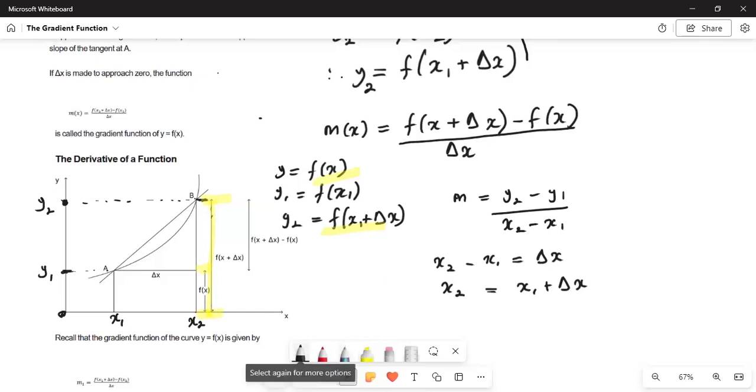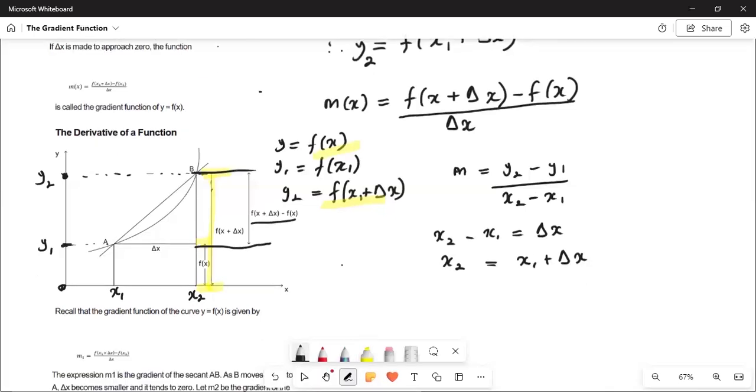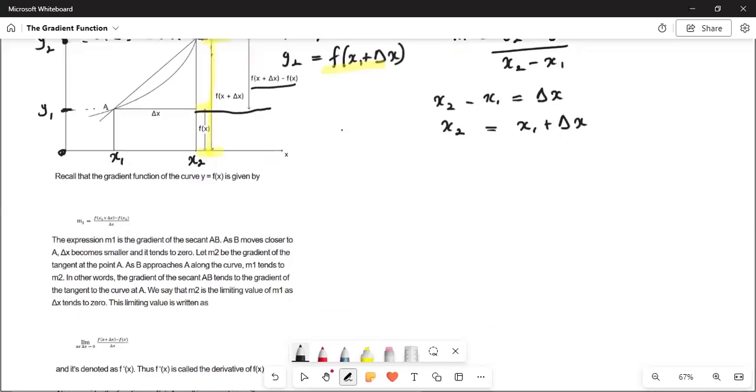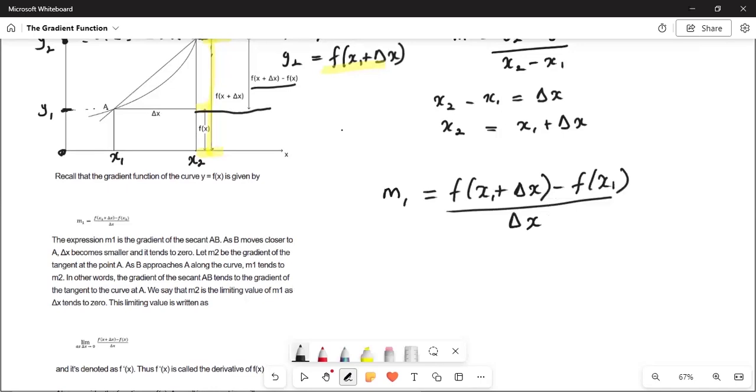So if that is the case, then what is y2 minus y1? y2 minus y1 will be f of x plus delta x minus f of x, which is from this point to this point. So now recall that the gradient function of the curve y equal to f of x is given by m1 equal to f of x1 plus delta x minus f of x1 divided by delta x.